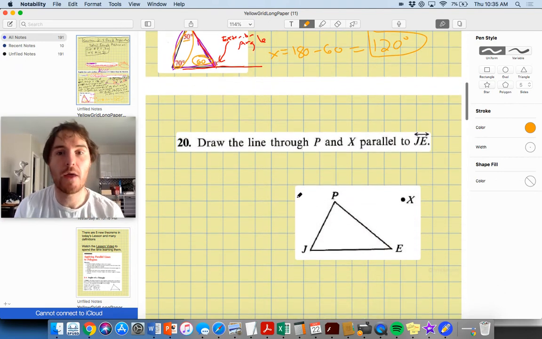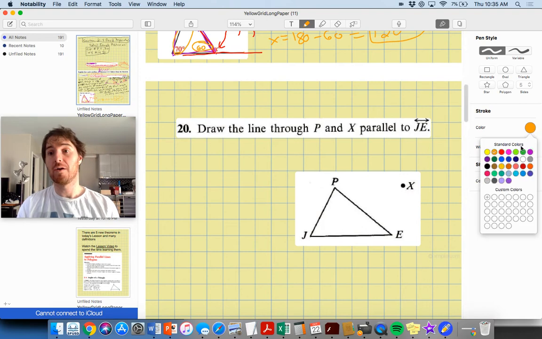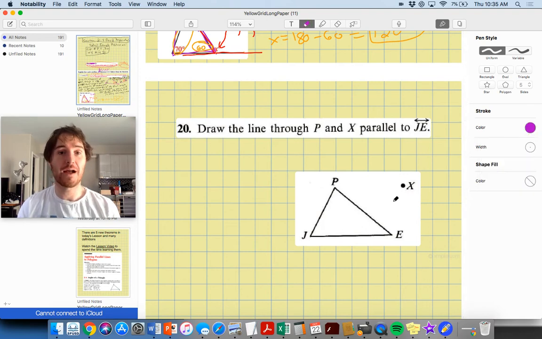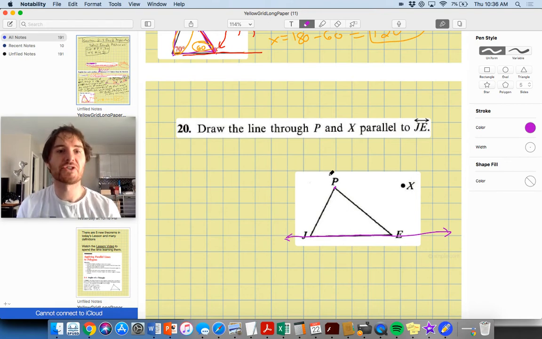All right, number 20: draw the line through P and X parallel to JE. Okay, interesting. Guys, we have a theorem that allows us to do that. If this is JE right here, line JE, they show the segment, that's fine. The segment is contained by the line. So let's draw that in. It's kind of a sketch there.